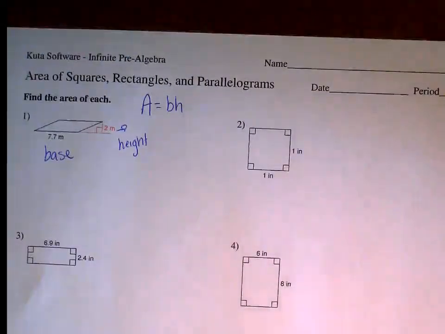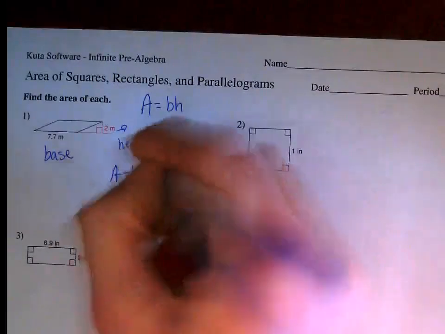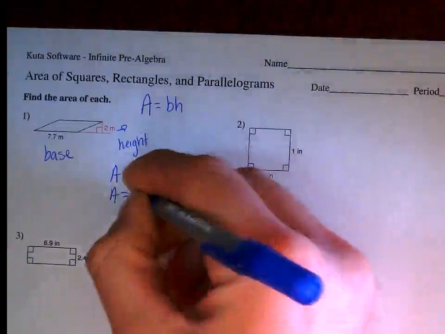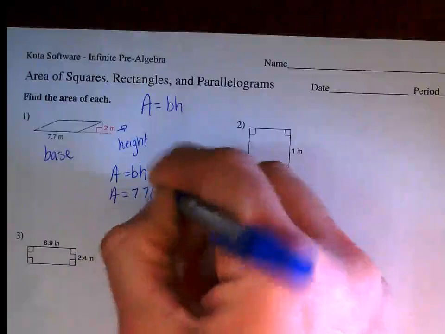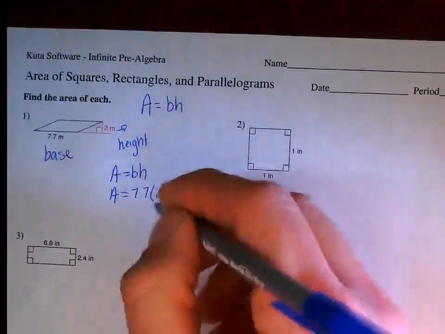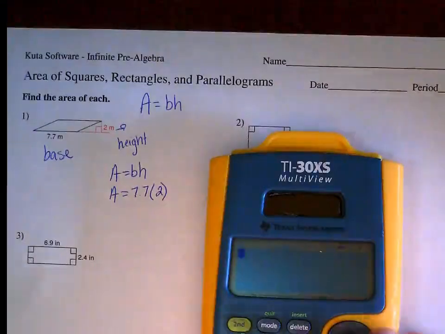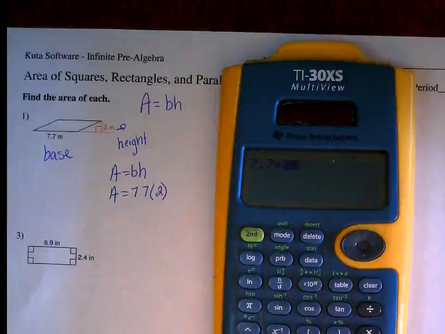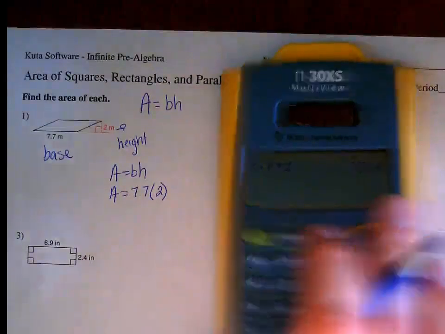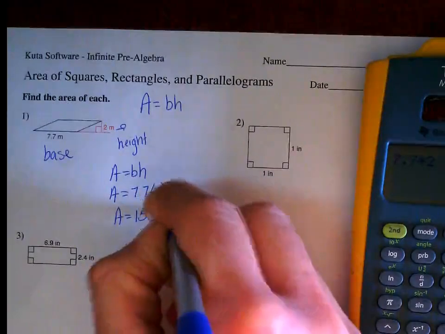Then we're just going to do a regular calculation. This doesn't take long. Area equals base times height. Area equals 7.7 times the height, which is 2. We notice our units are meters. Like I said before, you always want to have your calculator, and I haven't forgotten, I will make sure you have some kind of app if you don't have a calculator with you. And we get 15.4. So area equals 15.4 meters squared.